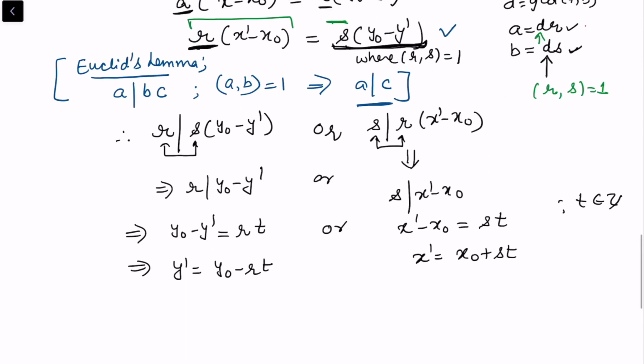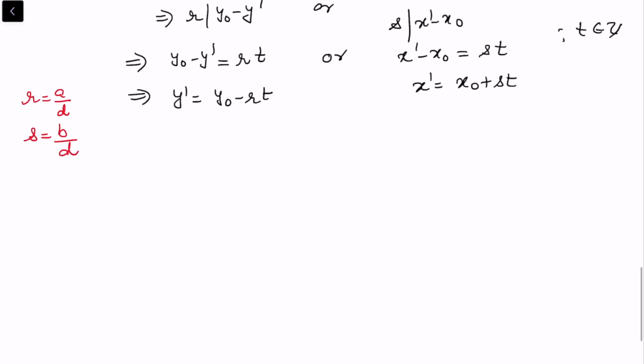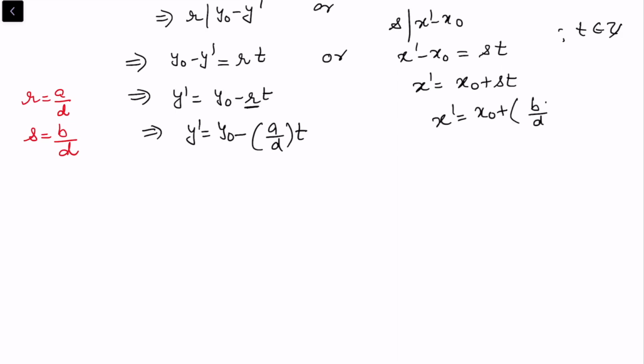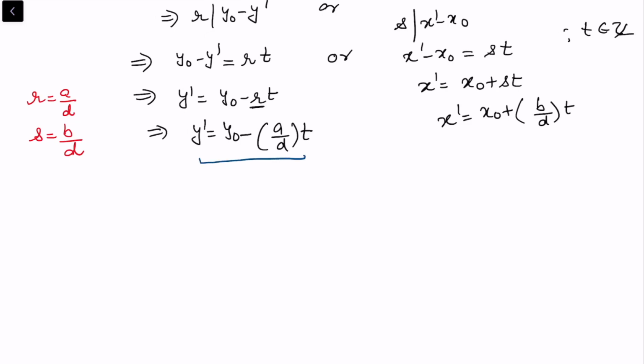Now we have seen that a is d times r and b is d times s. From here you can calculate the value for r. So r is a by d and the value for s is b by d, and they are integral values. So just substitute this value back into here. So y dash is equal to y naught minus a by d times t, and x dash is x naught plus b by d times t, and t belongs to Z, which is an arbitrary integer. Since we have found the value for x dash and y dash, these are any other solution that we have selected for the linear Diophantine equation.